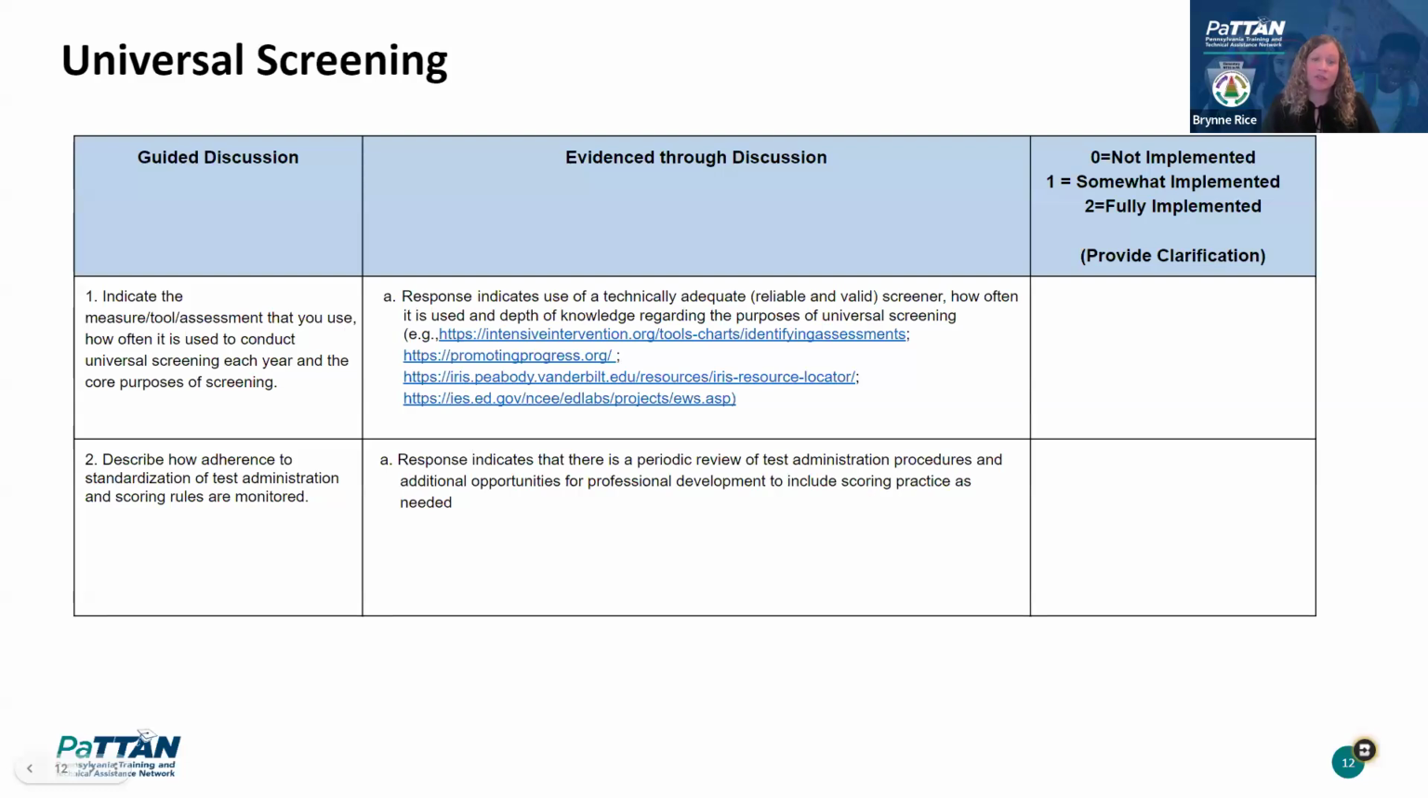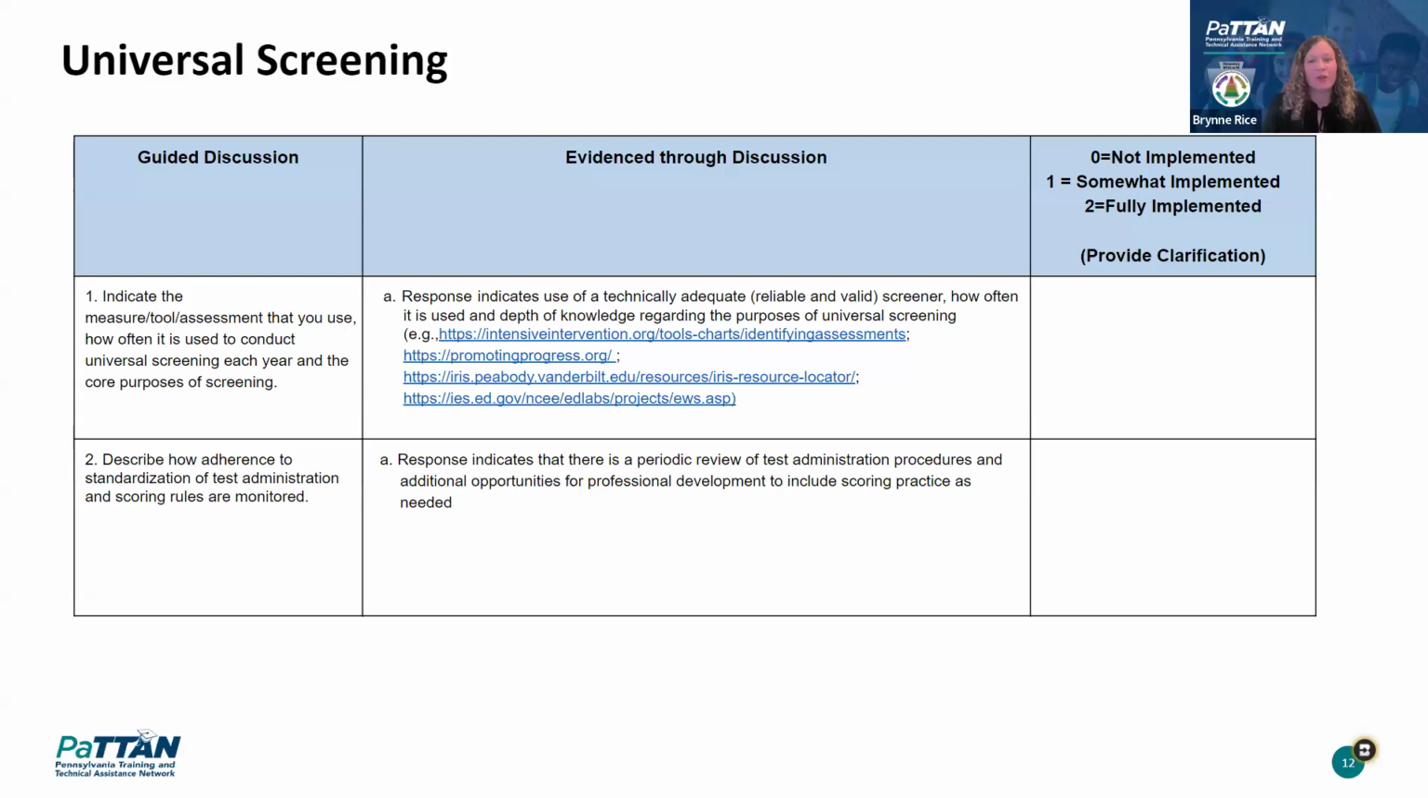The LEA team will identify what tool is used for universal screening, its frequency of administration, and its intended purpose. It's important to discuss the reliability and validity of the chosen tool, and several links are provided for the team to evaluate the efficacy of various commercially available options.